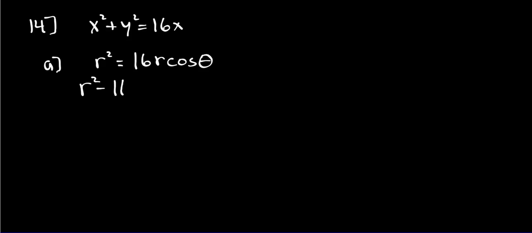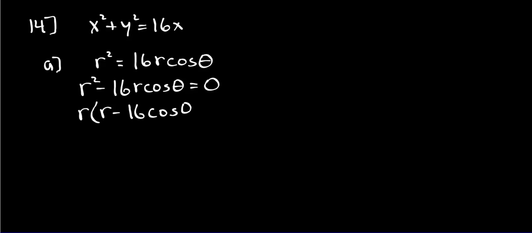So I get r squared minus 16r cosine theta equals 0. Factor out the r. Now, you could, if you want, divide through by r and get there quicker than what I'm doing, but that's really a bad habit to be in. I prefer to do it this way because if you get in the habit of dividing, then you'll lose roots or important information. So we get r equals 0 or r equals 16 cosine theta.